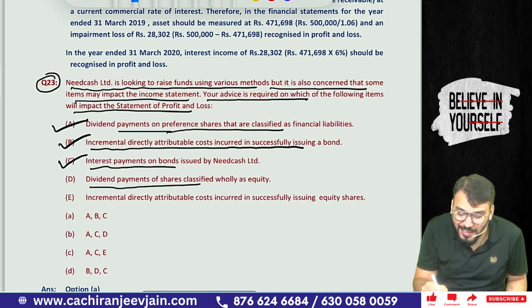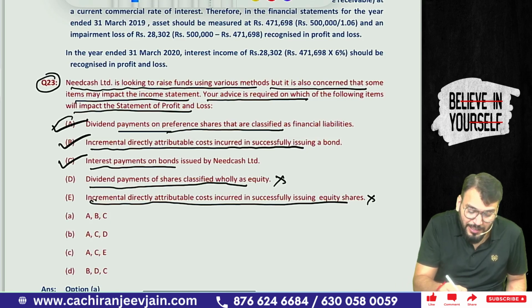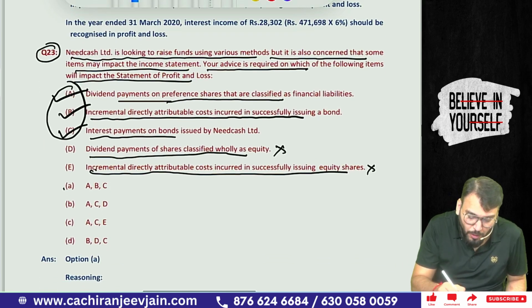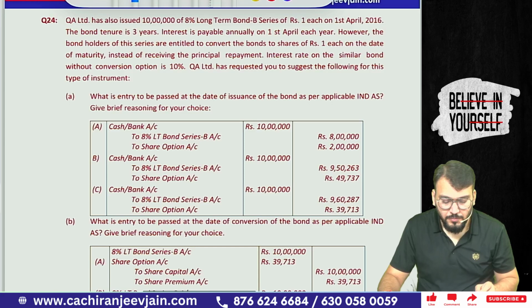Dividend payment on shares classified wholly as equity will not impact SOPL because it is on equity. Incremental directly attributable cost incurred in successfully issuing equity shares will also not affect SOPL. So SOPL will be affected by A, B, C. So option A is correct. Question 23 is also done. Now 24.